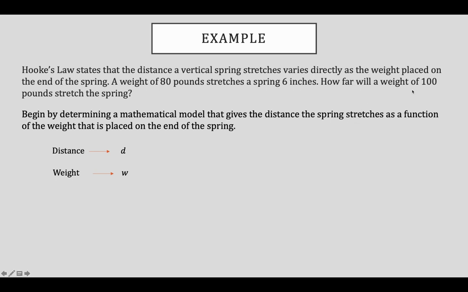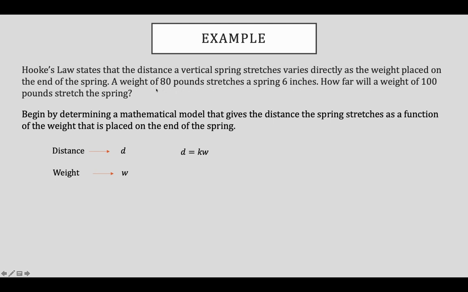Now, we know that the distance varies directly as the weight. Remember, direct variation, y equals k times x. Well, in this case, d varies directly as w. That would be d equals k times w. So we have our general expression here. In order to come up with our model, we must solve for this constant k. That is going to require us to plug in some given information.